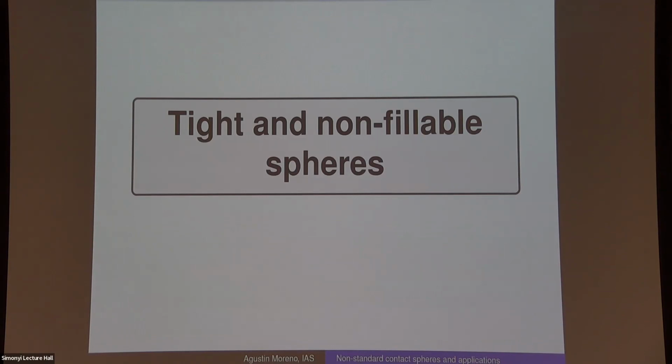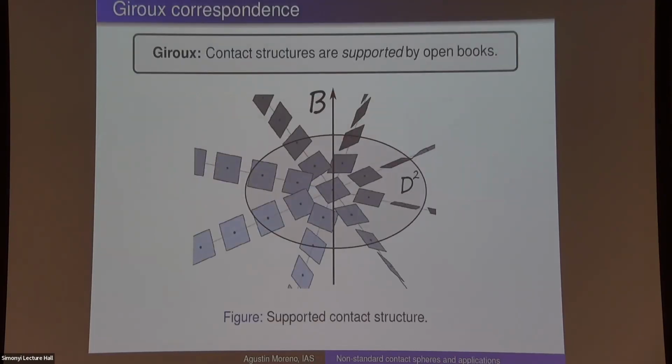All right, so let me give you a construction of a tight and non-fillable structure on a sphere. In order to do that, I need to remind you of a very foundational correspondence between open book decompositions and contact structures, which is due to Giroux.